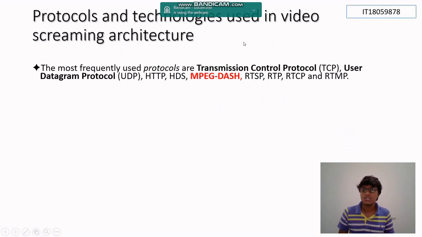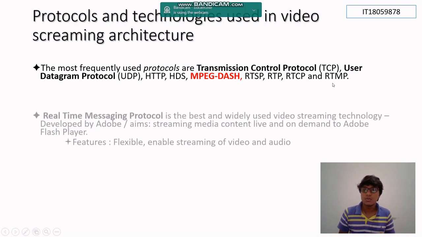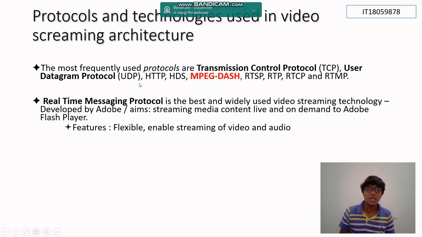And you can see the protocols and technology used in the video streaming architecture. The most frequently used protocols are TCP, which is Transmission Control Protocol, and User Datagram Protocol, which is UDP, and HTTP, and HDS, and MPEG-DASH, and RTSP, and RTP, RTCP, and RTMP. So these are the protocols we use. Normally what we know is HTTP. That's common, we use it on the web.